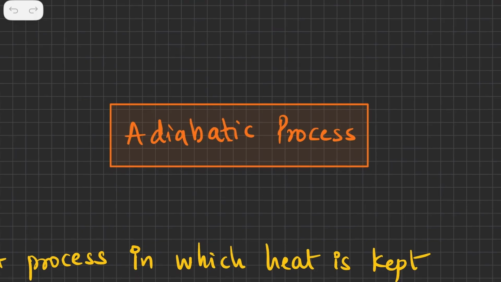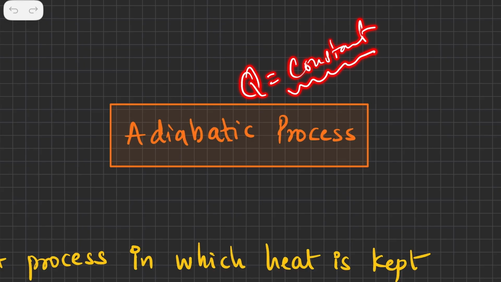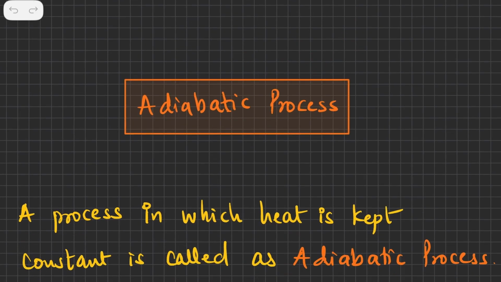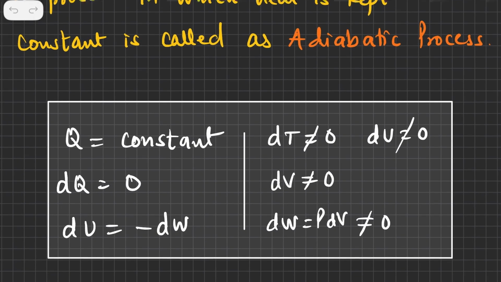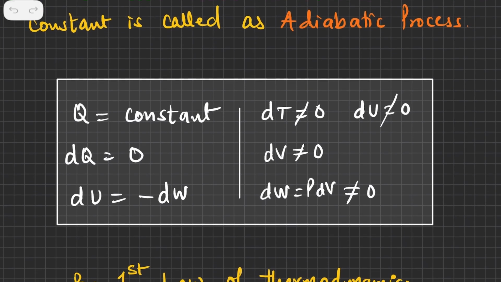Adiabatic process is a process in which the heat is kept constant. So Q is standing as heat, and if heat is kept constant in a process, it is called as an adiabatic process. So that's what the definition says. A process in which heat is kept constant is called as an adiabatic process. So the technicality of this process is heat is constant.